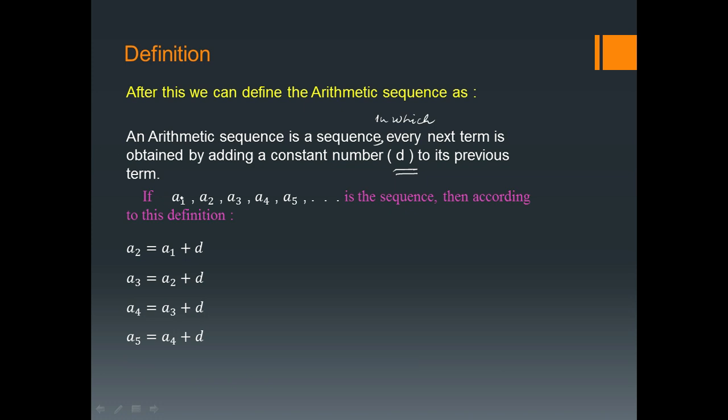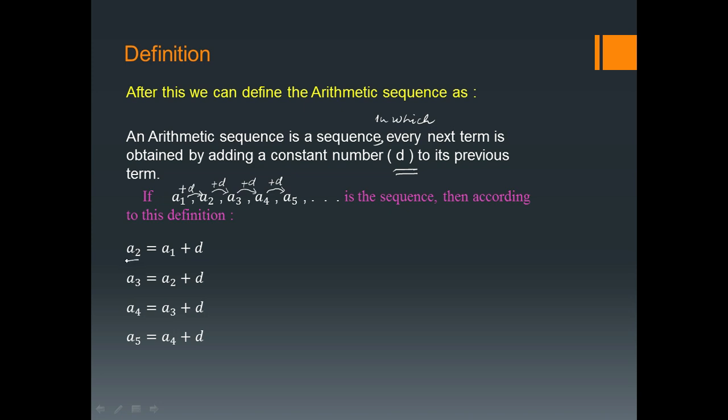So this is the case. If we are adding d with the first term, we are getting the second term. To obtain the third term, we are adding d with the second term. And when we add d with the third term, we are getting the fourth term. And to obtain the fifth term, we will be adding d with the fourth term.